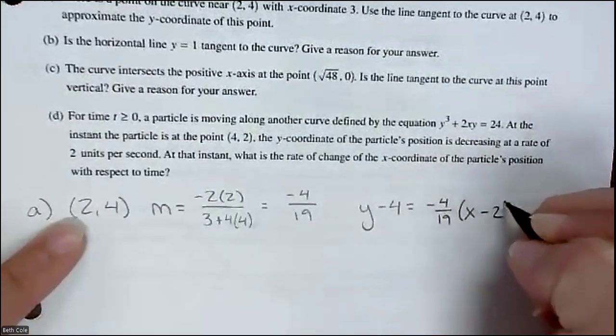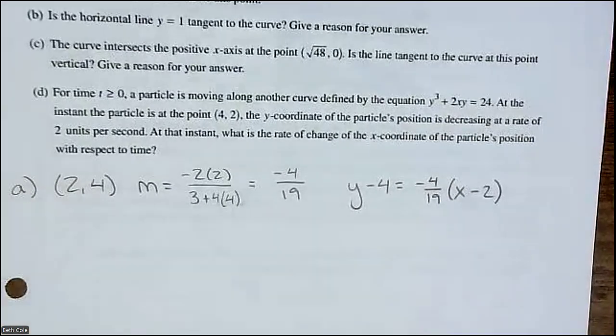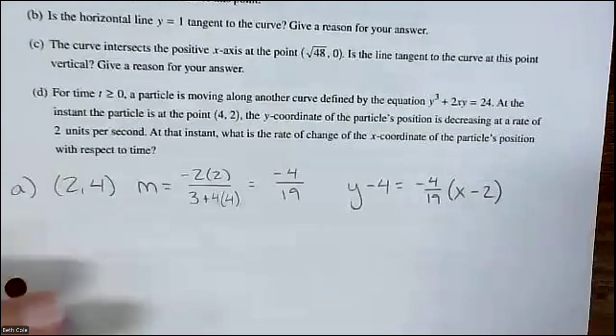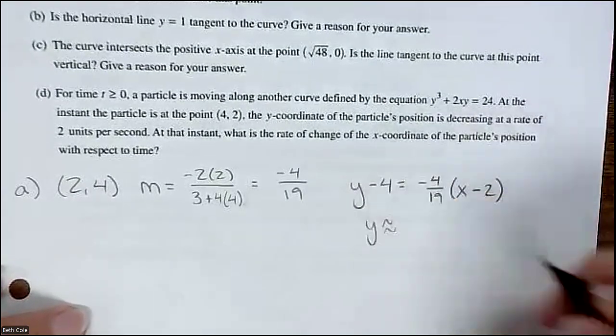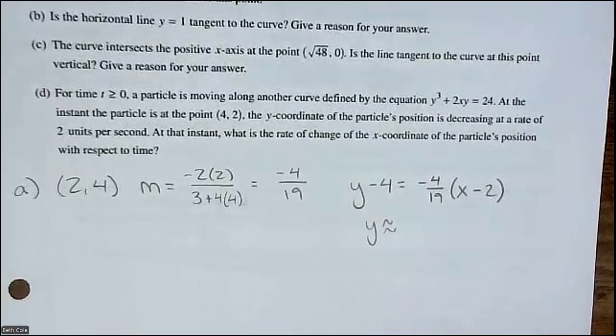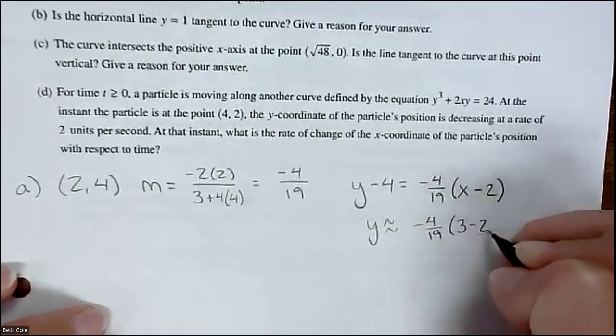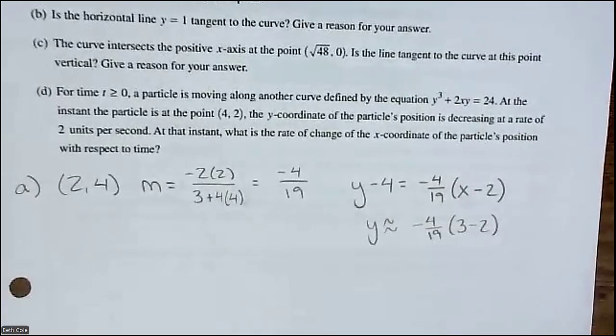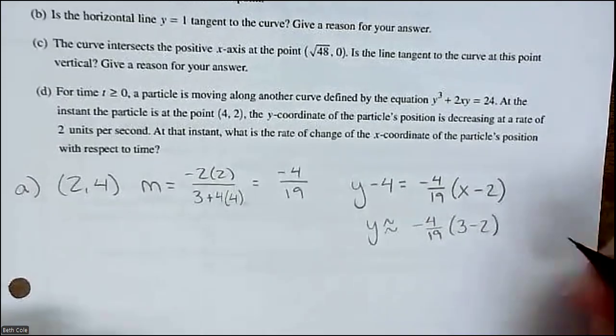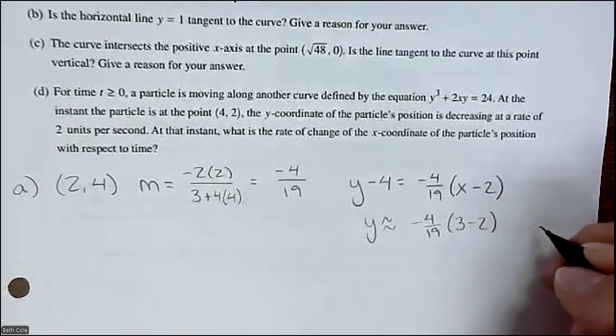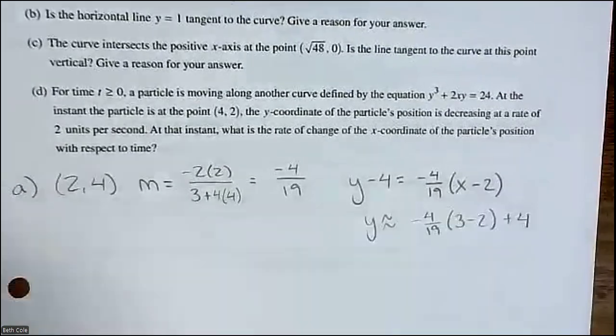-4/19 (x minus 2). And what is your last step to get your approximation? Plug in 3. So it'll be -4/19 (3 minus 2). Do you remember you have to plug in something that's near 2, like near the point of tangency? I don't actually think 3 is all that close to 2. I think it should have to be something like 2.1, but I digress. All right, and then what do you have to tack on at the end here? Yeah, +4.